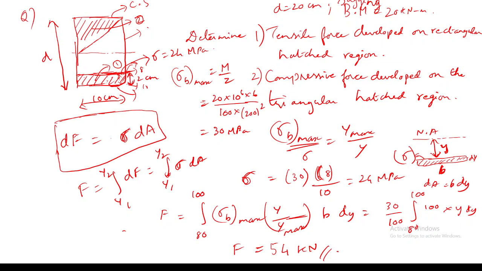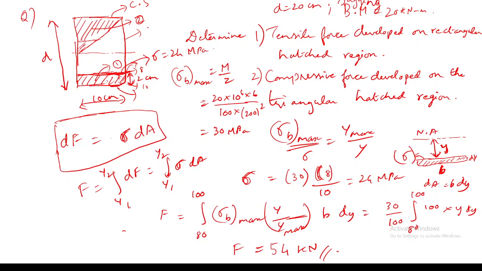Okay. Yes, sir. So next we will move to this second question: what is the compressive force developed on the triangular hatched region? Same method we are going to follow. The only thing is that here the width is changing with y. In the earlier case the width of the strip was constant, but here the width of this strip is changing with respect to y. So how to solve this?